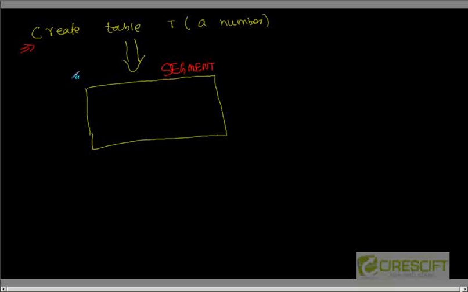Let's assume that the default parameter in our fictitious case is 2 MB. That means a 2 MB space will be allocated for the data which is going to be inserted into this table T. So this is the storage segment. A segment is nothing but a storage unit.